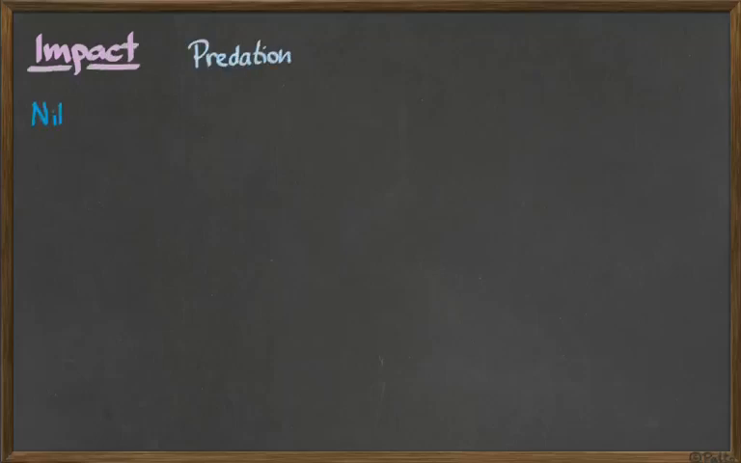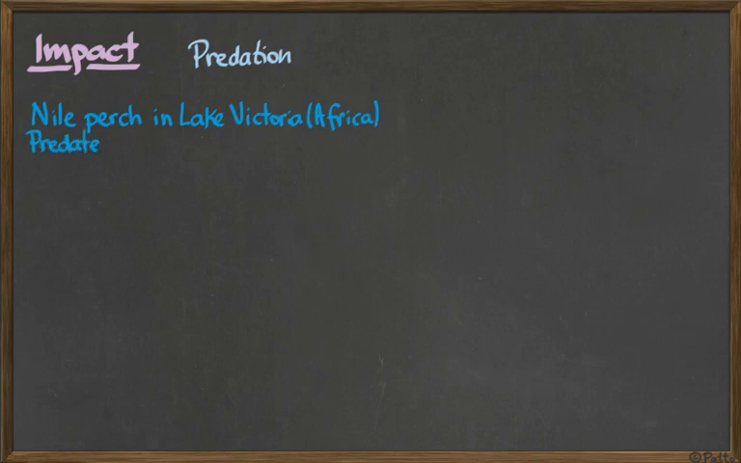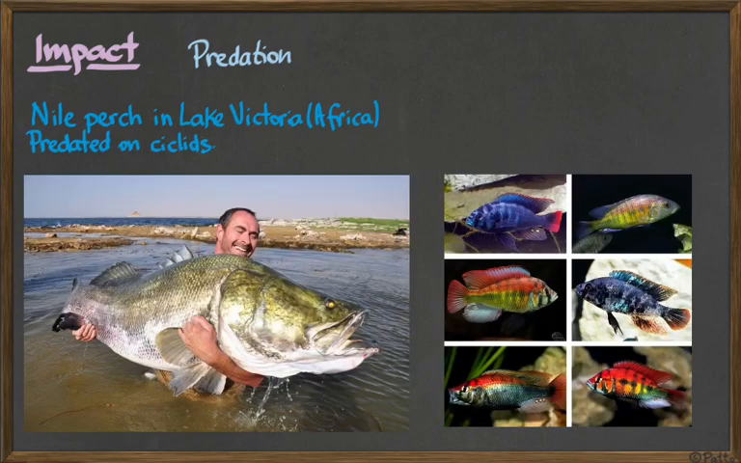Another example of predation, someone thought it was a good idea to introduce the Nile perch, which is a very big fish, into Lake Victoria. Lake Victoria didn't have big predators. And someone thought, oh, let's put a big fish over here so we can fish big fish in this place instead of these tiny little cute cichlids.